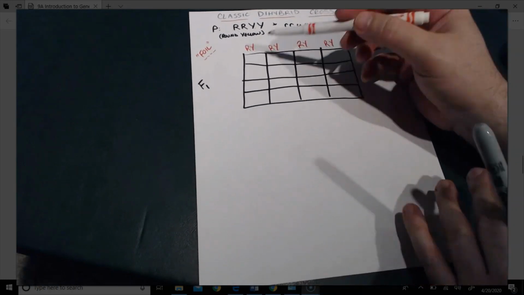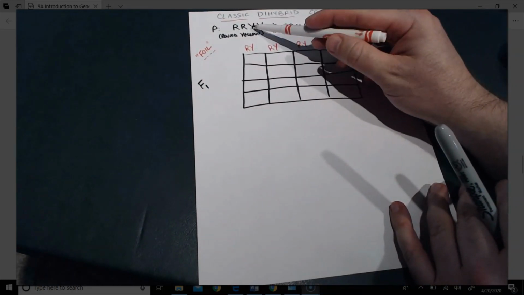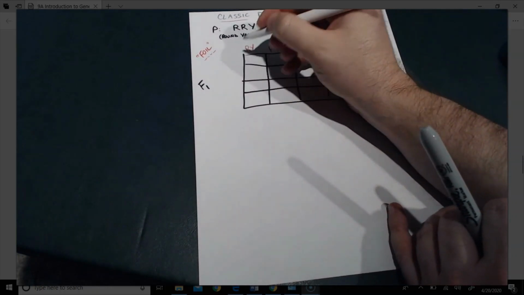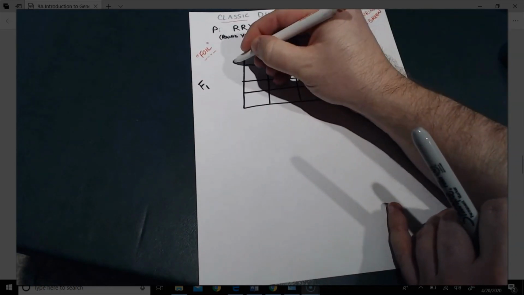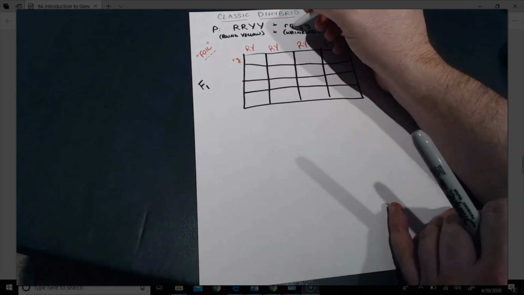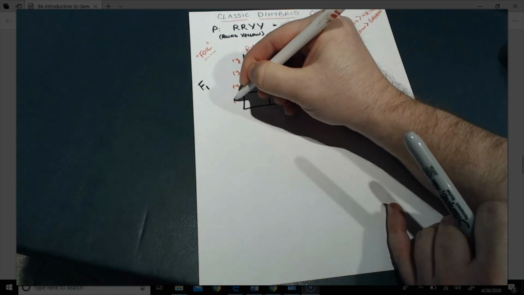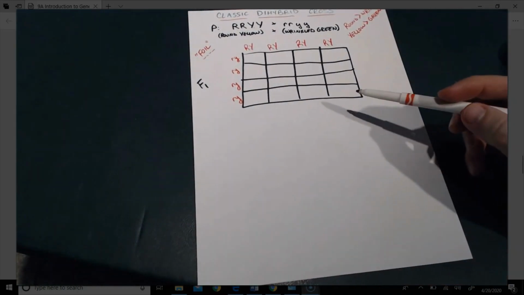And now we're going to do the same thing for the other parent. So we took care of this parent. Now let's go ahead and take care of this parent. Now we have first R with first Y. Okay. And now the outer R with the outer Y. And then, right, you can see how these are all going to be the same. So to start off, you have to know how to FOIL.